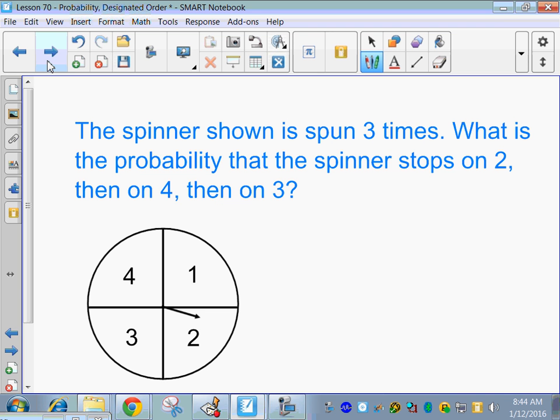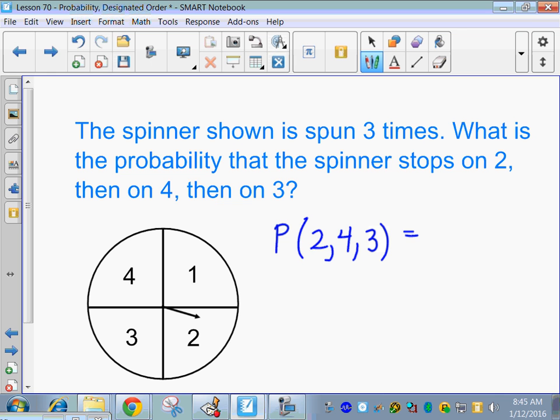All right, the spinner shown is spun 3 times. What is the probability the spinner stops on 2, then on 4, then on 3? So this is 3 probabilities happening, just like the problem where we toss the coin 3 times. So what are we going to do with our probabilities? Multiply them. So the probability we get a 2, a 4, and then a 3.